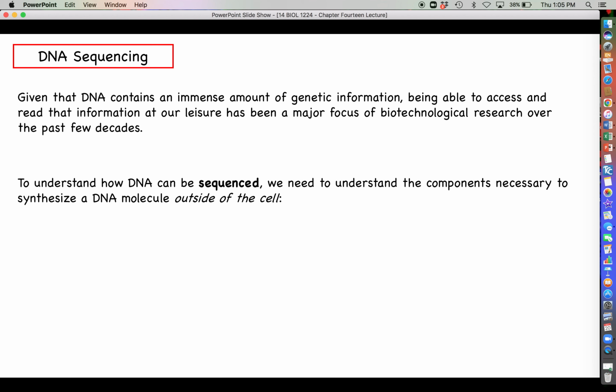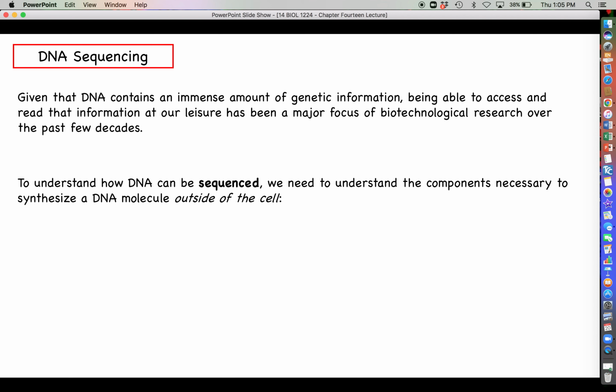So when we talk about DNA sequencing, it's really important that we be able to do it easily and very quickly, or at least as quickly as humanly possible. Sequencing methods did exist prior to the 1990s, but they were very slow and very laborious. So on the next slide, we're about to talk about the modern method of DNA sequencing. But before we actually talk about that, we need to talk about what different components are necessary in order to synthesize a DNA molecule outside of the cell.